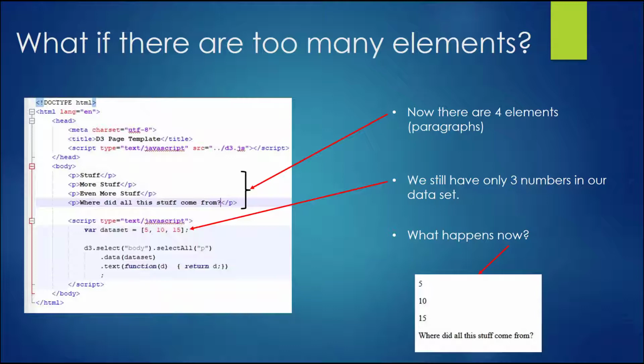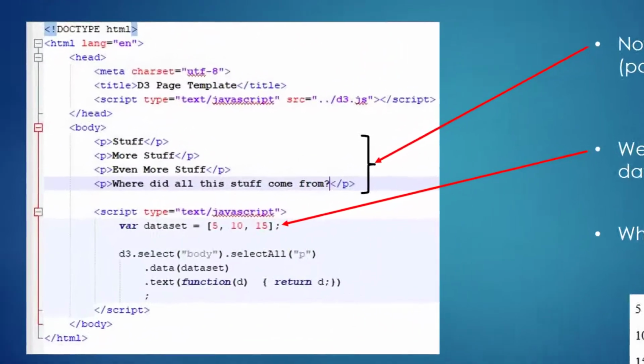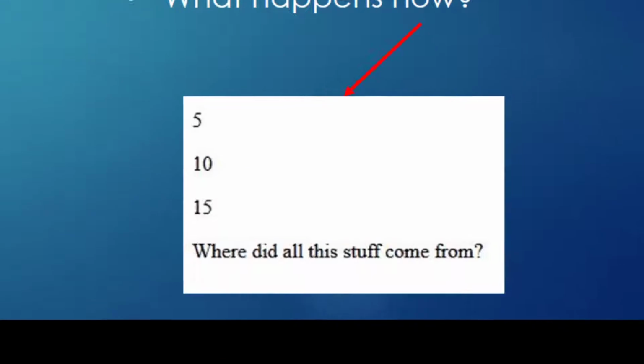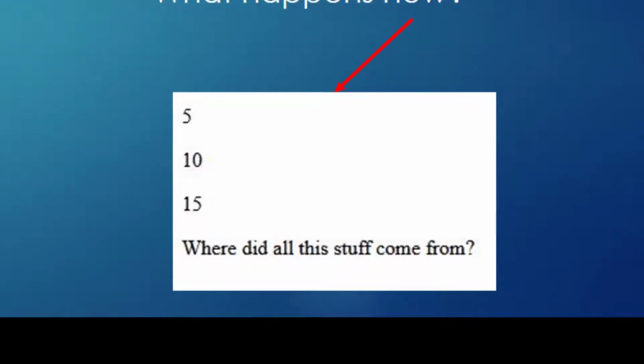However, what happens if you have a disconnect between your number of elements, which in our example are paragraphs, and the size of your data set? In the example shown here, we provide 4 paragraphs, but there's still only 3 values in the data set. The output, shown on the bottom right, lists the 3 data values, followed by where did all this stuff come from? If we're looking to use our data for some kind of visualization, we probably don't want that.